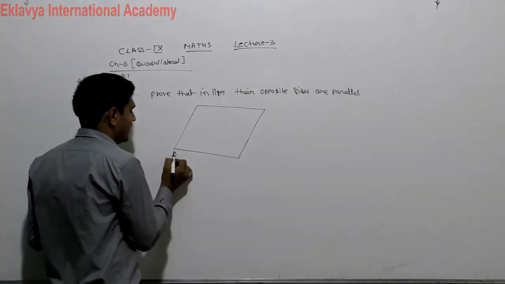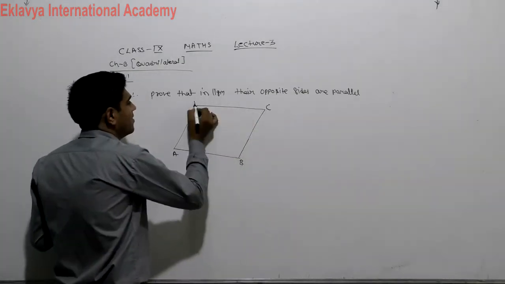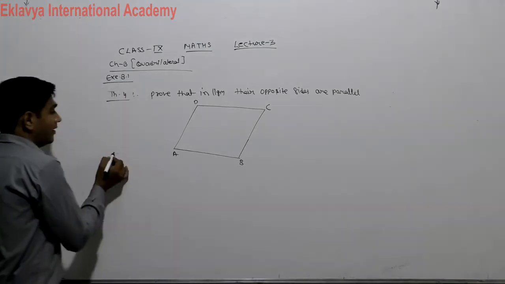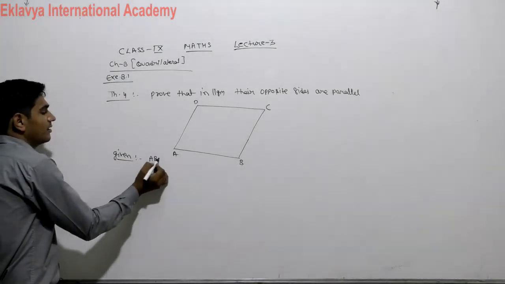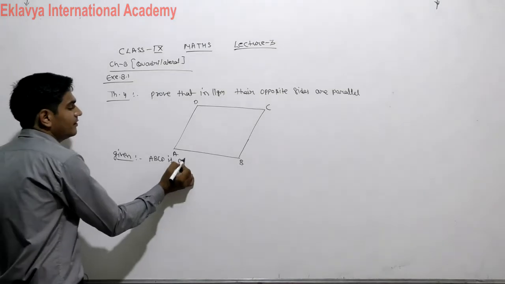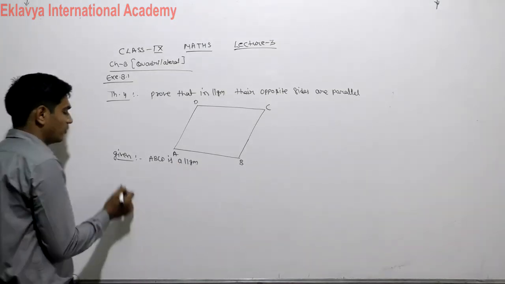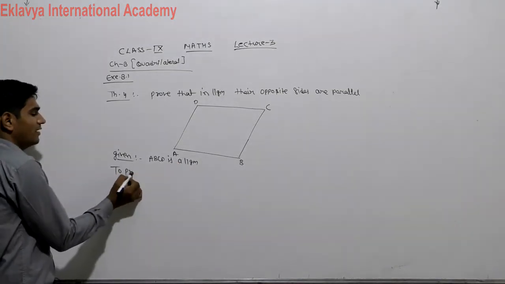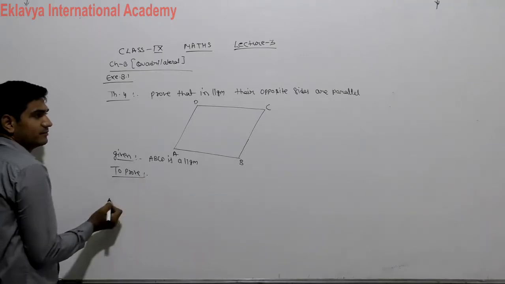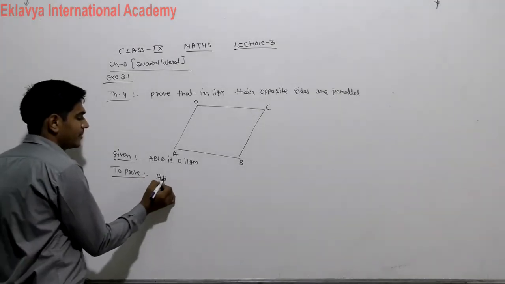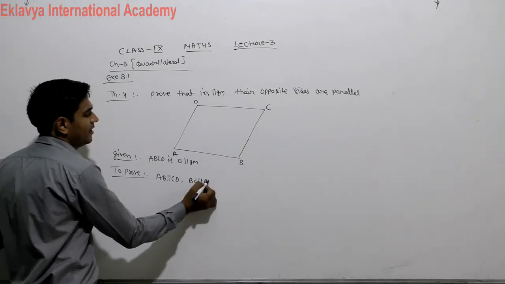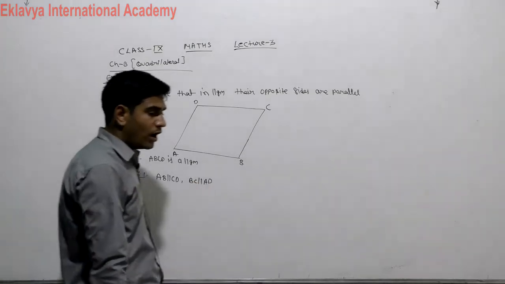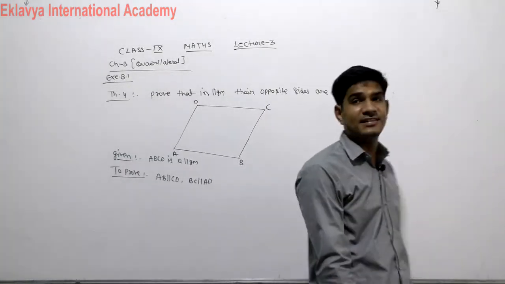ABCD is a parallelogram. Now, given ABCD is a parallelogram, what will we prove here? AB is parallel to CD and BC is parallel to AD. Now how will we prove that the lines are parallel?